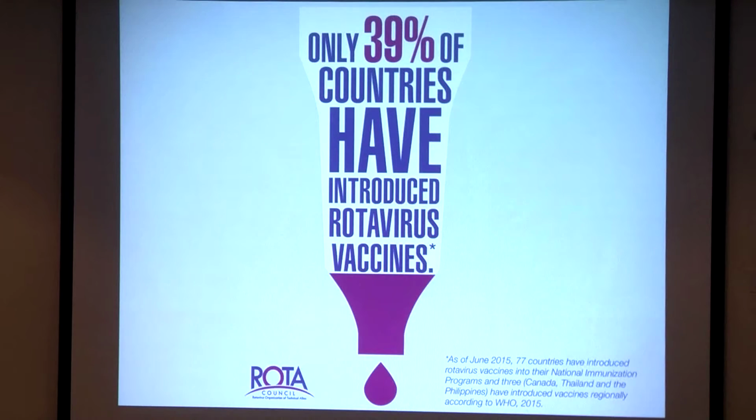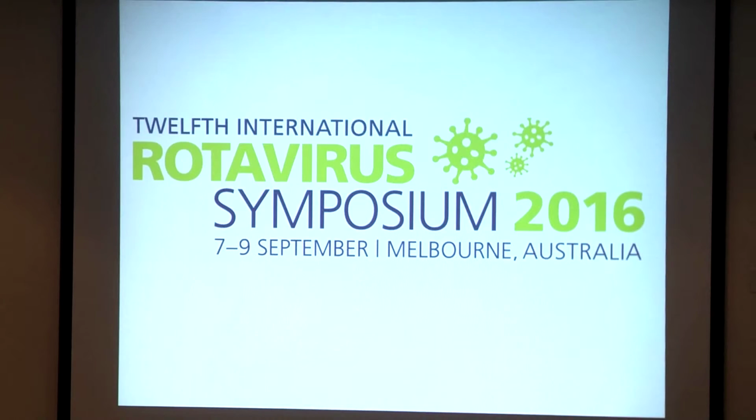We've only got about 39%, a great achievement, of countries that have a rotavirus vaccine in a national immunisation program, but there are still babies out there who would benefit significantly from having a vaccine, and still deaths occurring, around 250,000 babies each year dying from rotavirus disease that could be prevented if we could improve on the vaccines and implement them better.